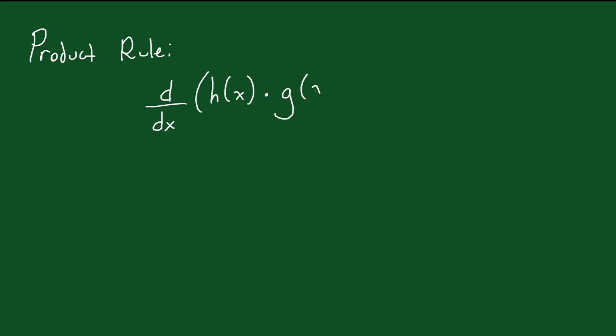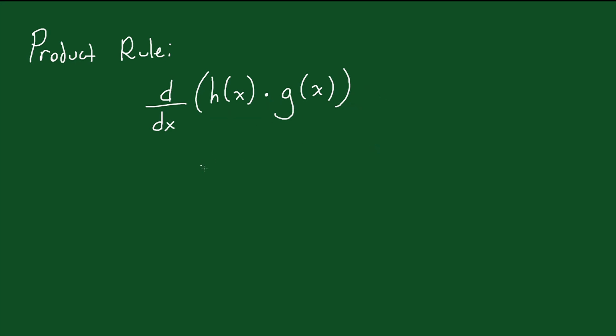The next rule we want to look at is the product rule. And the product rule is very useful. We specifically use it when we have two functions that are multiplied together. So if you want to take the derivative of, I'll say, h at x multiplied by g at x, something like this, one function multiplied by another function.